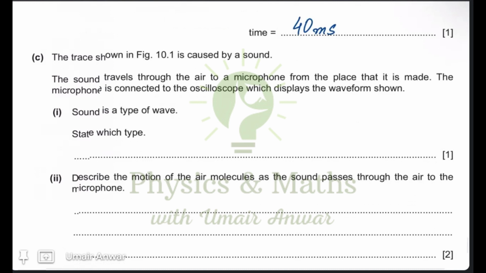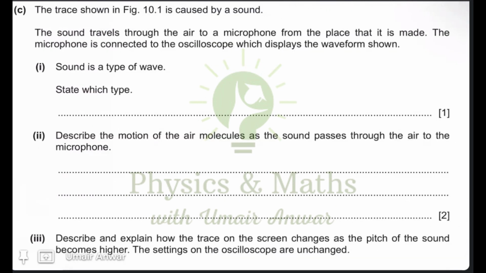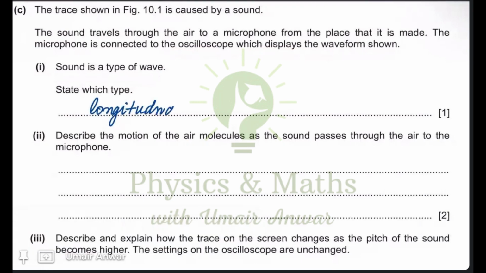The trace shown in figure 10.1 is caused by a sound. The sound travels through the air to a microphone from the place that it is made. The microphone is connected to the oscilloscope, which displays the waveform shown. Sound is a type of wave. State which type. So we know that sound is a longitudinal wave.